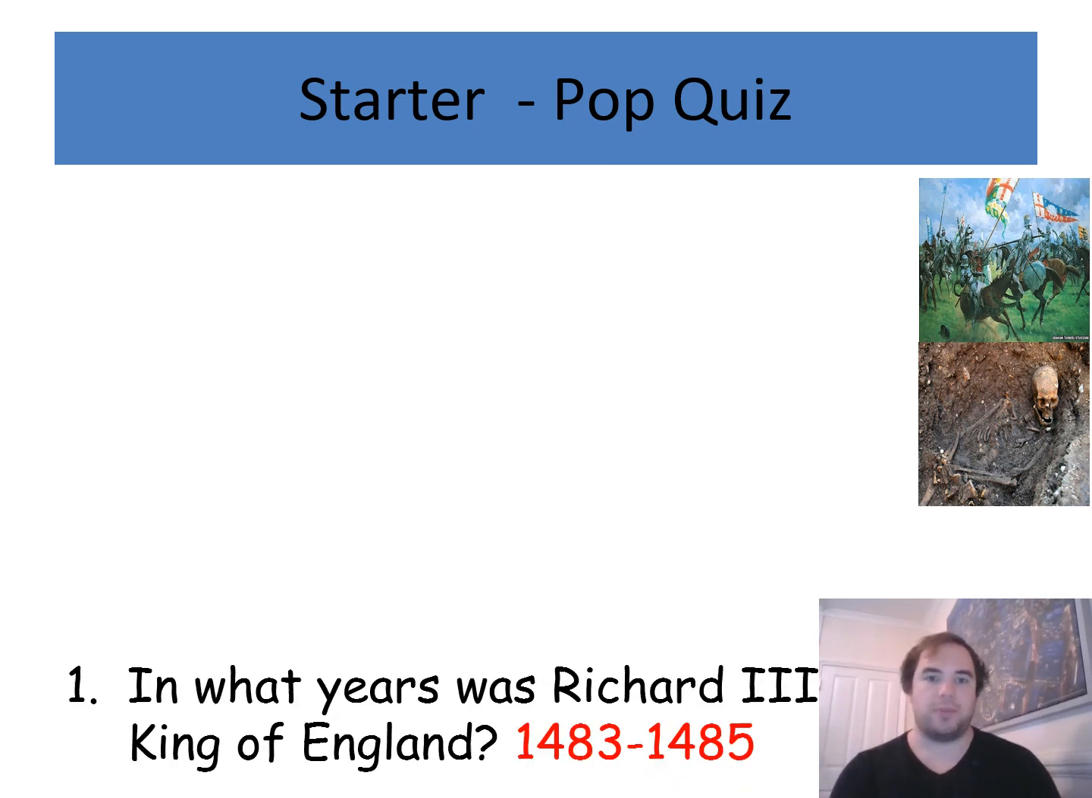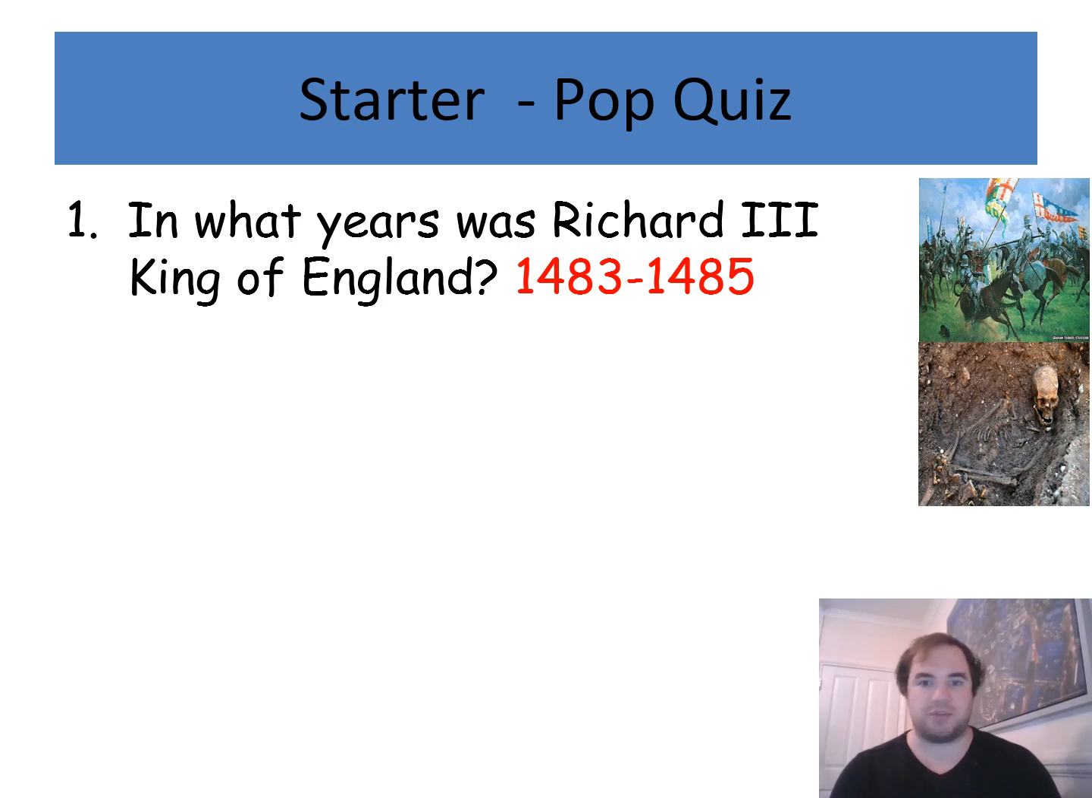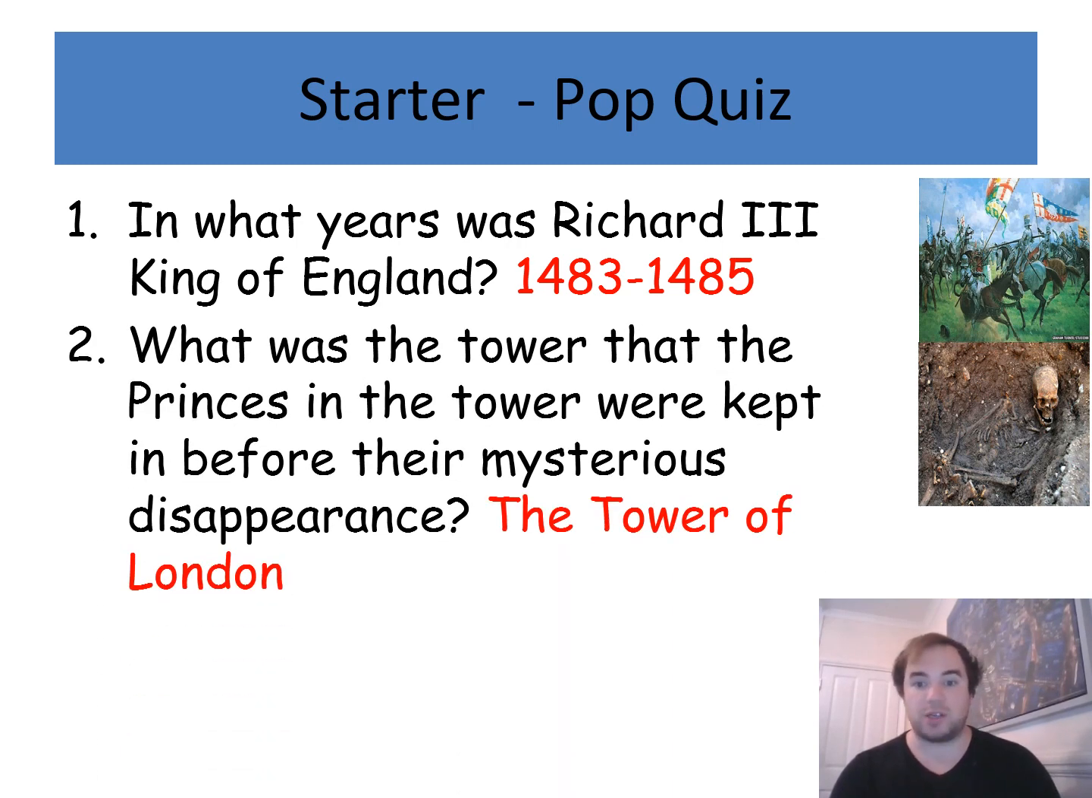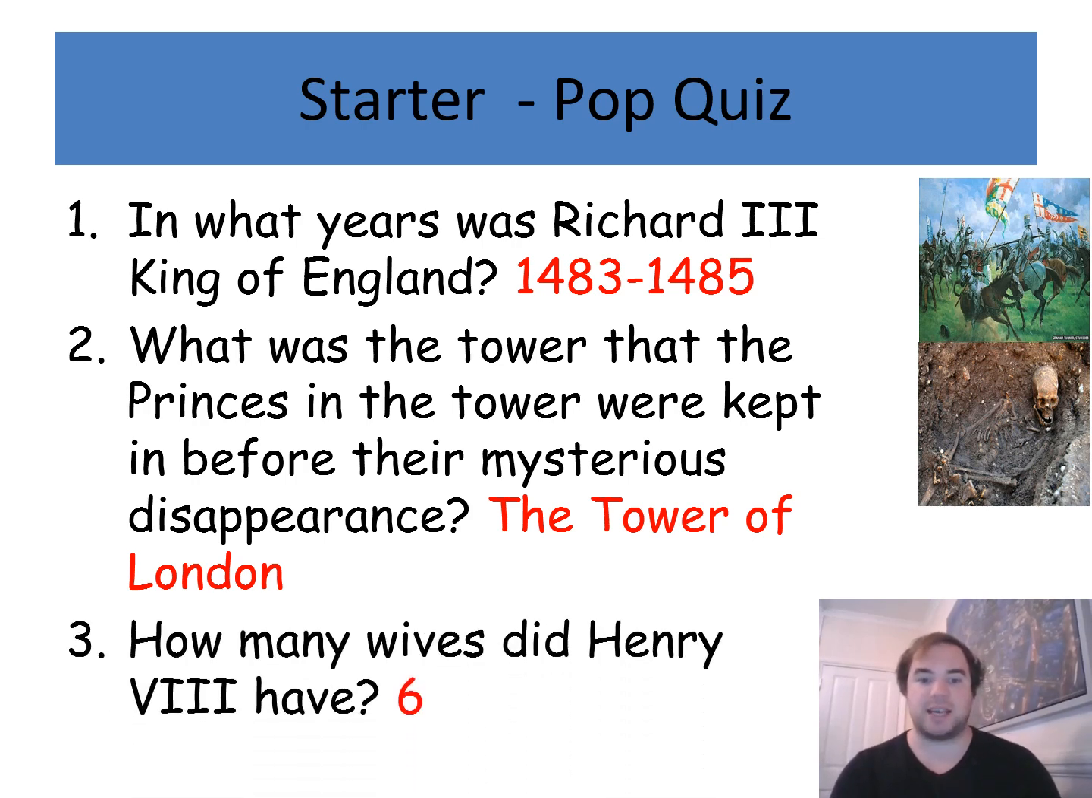They are: question 1 is 1483 to 1485. Question 2 is the Tower of London, well worth a visit when the whole COVID-19 situation is over. And finally, Henry VIII had 6 wives.